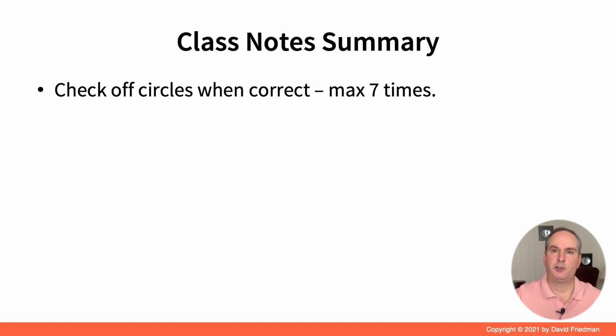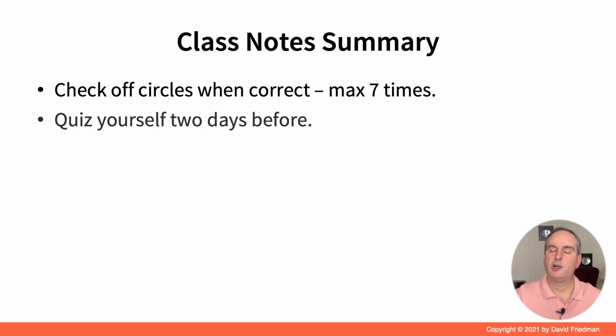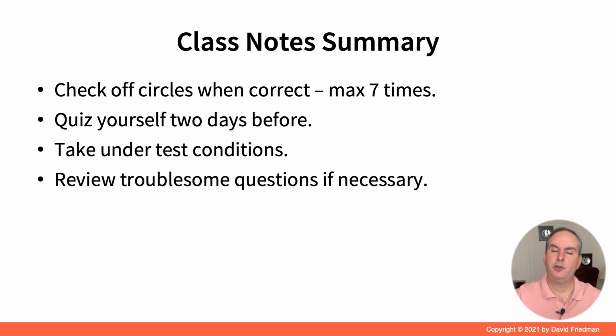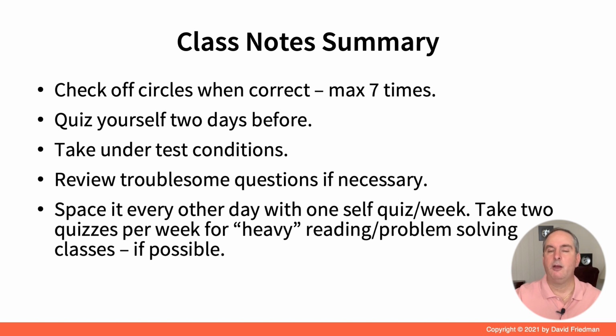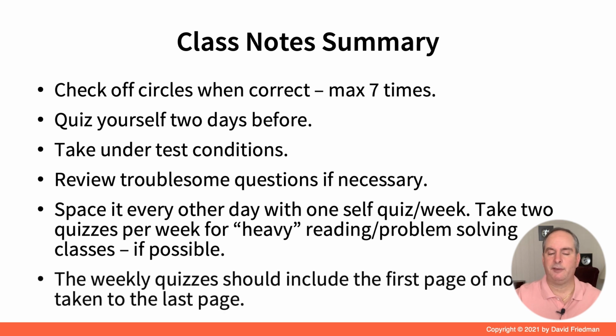So you want to go through the first question to the end a maximum of 7 times. And you want to quiz yourself 2 days before the quiz. And you want to take it under test conditions. And you want to review troublesome questions if necessary whenever you have the time. You want to space it out every other day with 1 self-quiz per week. And you want to take 2 quizzes per week for heavy reading, problem-solving classes if possible. And then the weekly quizzes should include the first page of notes taken to the last page.